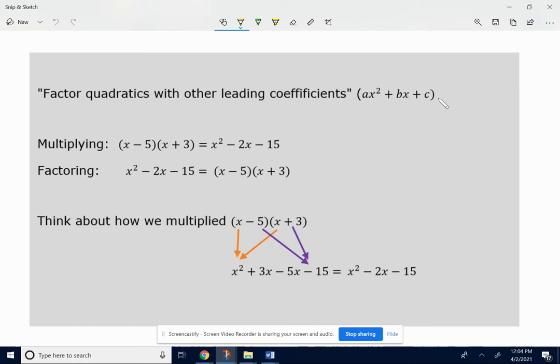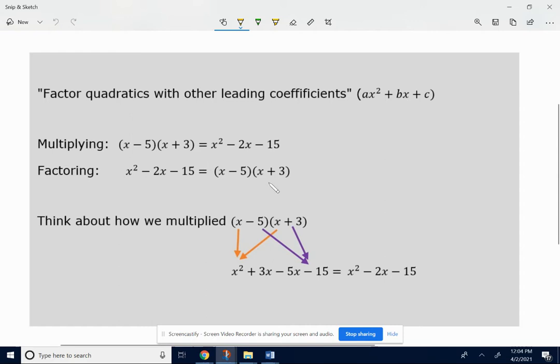Okay, let's back up a minute and look at an easy multiplication problem. If I wanted to multiply x minus 5 times x plus 3, we use the FOIL method. We end up with x squared minus 2x minus 15. So that's multiplication, and just like before, factoring is going backwards. It's starting with x squared minus 2x minus 15 and coming up with x minus 5 times x plus 3.